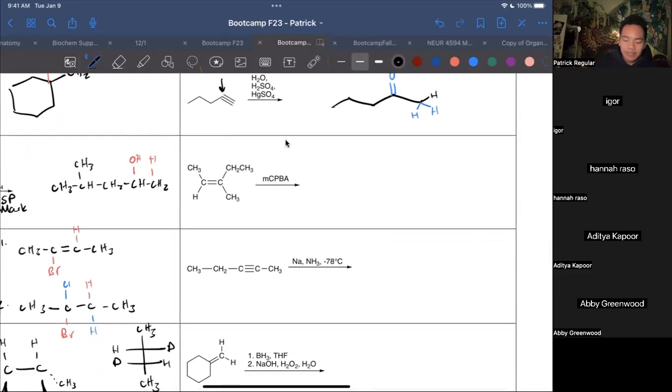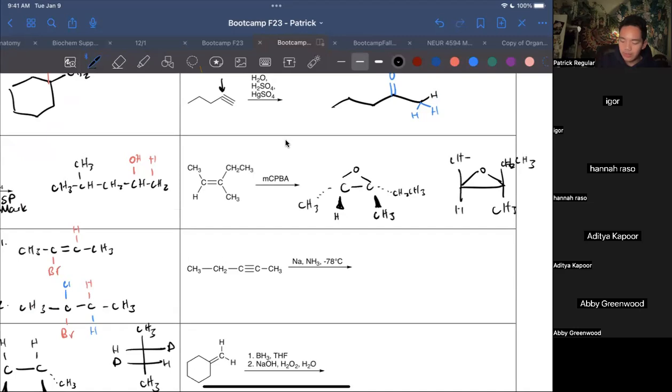MCPBA. MCPBA is just making an epoxide. You just got to show that it's syn addition. Syn addition retains the stereochemistry. If you just drew the lines, that is incorrect. You need to show some kind of stereochemistry. This is accepted. Or a Haworth structure is accepted. CH3, CH2, CH3, H, CH3. Either one of those ways is accepted. You just have to show at least one way or another that you know the stereochemistry. You know what's going on.